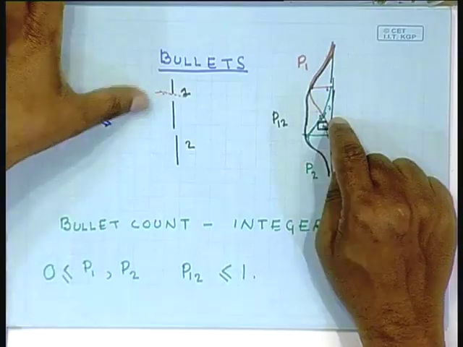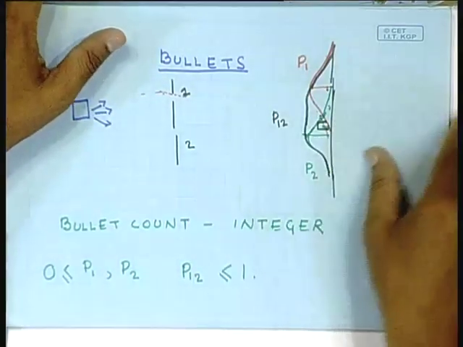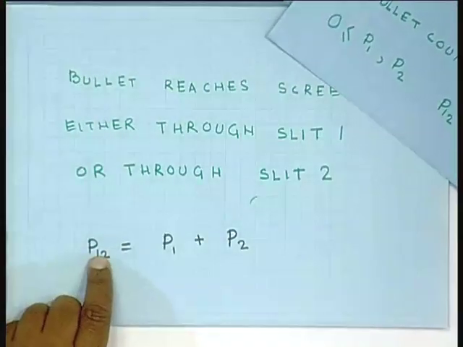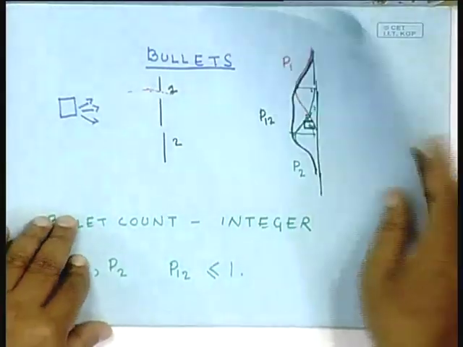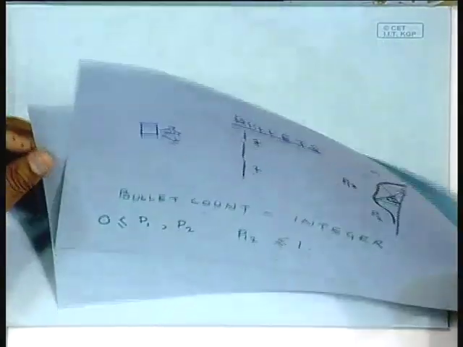So, the probability could be a fraction. So, you have to do the experiment over a reasonably large period of time, and you will find that the ratio of the two, that is the number of bullets that arrive at the point and the total number that is being sent out, is going to slowly approach the probability P12 that you calculate through this. So, this is as far as bullets are concerned.